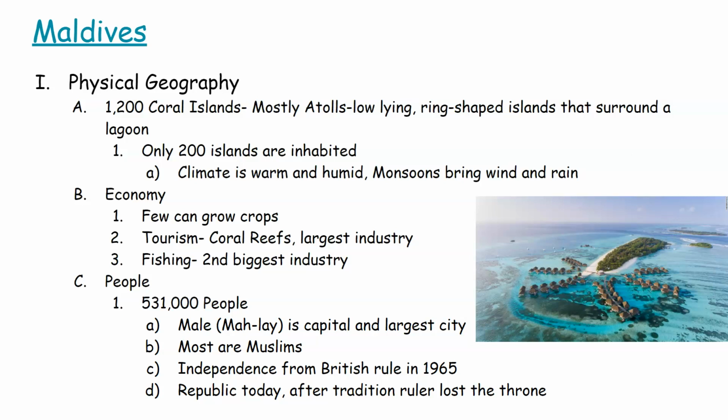They gained independence from Britain in 1965. So certainly the British had a lot of influence in this region. But you've also seen the influence of other cultures that have brought faiths like Islam to the region. Today, they are a republic because the traditional ruler in years past lost the throne, and as a result, the people now elect their leaders to the region.